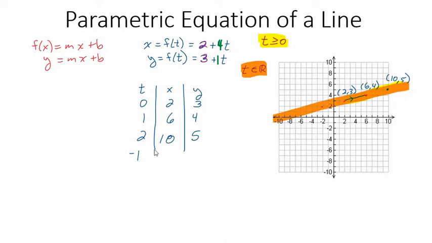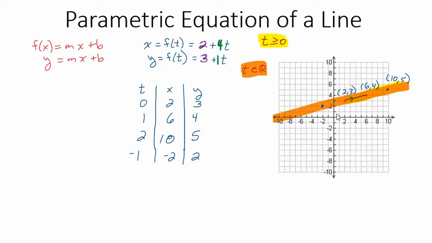Let's let t be -1. So my value of x is going to be 2 plus 4 times -1, that's -2. And my value of y is going to be 3 plus 1 times -1, which is 2. So -2, 2 is right here.